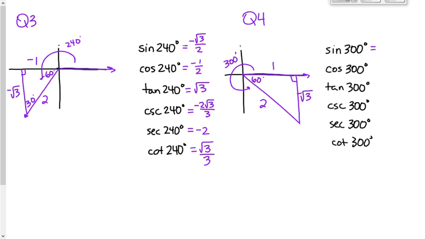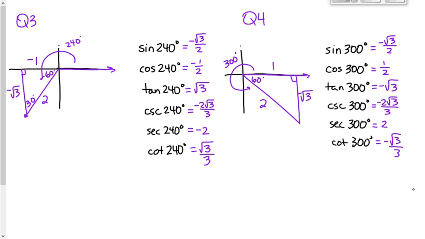Sine, opposite over hypotenuse, negative square root 3 over 2. Cosine, adjacent over hypotenuse, 1 over 2. Tangent, opposite over adjacent, negative square root 3 over 1. Cosecant, reciprocal of sine, hypotenuse over opposite, 2 over negative square root 3. Rationalize, negative 2 square root 3 over 3. Secant, reciprocal of cosine, hypotenuse over adjacent, that's 2. And cotangent, reciprocal of tangent, adjacent over opposite, 1 over negative square root 3. Rationalize, negative square root 3 over 3.